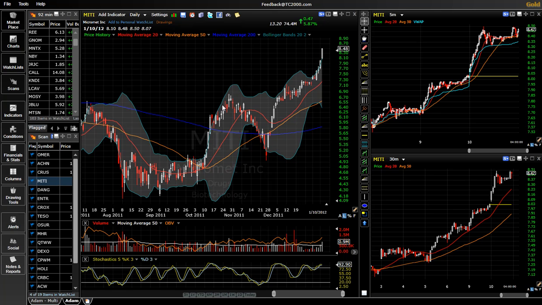Now, if we don't get a gap up in the morning, it's still playable. It's just not as ideal. But it's still playable. Look for some setup. Look for some support breaks on the intraday level, and then short it there.